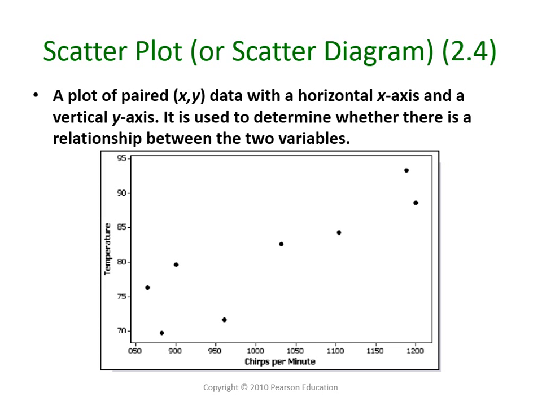And as they were comparing this, let's see, I'm trying to read what my numbers are here. It looks like that's at about 880 chirps per minute when it was 70 degrees, compared to when there were 900 chirps per minute when it was about 81 degrees. And so each of those are paired data, that those two pieces went together. Is there any kind of pattern that we look like we're seeing?